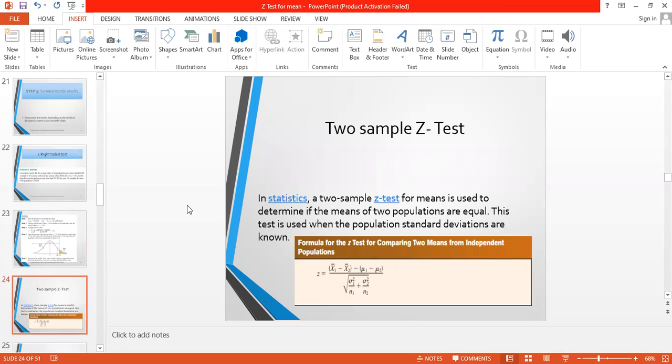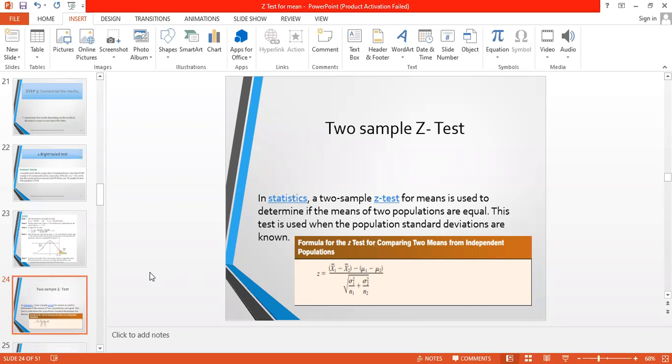Now comes the two sample z test. In statistics, a two sample z test for means is used to determine if the means of two populations are equal. This test is used when the population standard deviations are known. This is the formula for the z test for comparing two means from independent populations, used for a two sample z test.